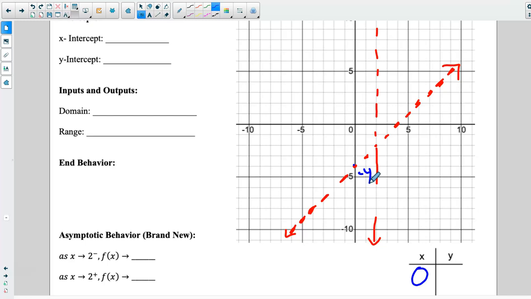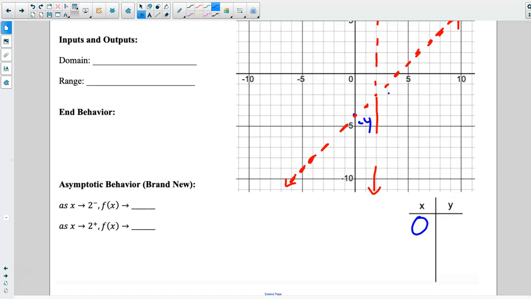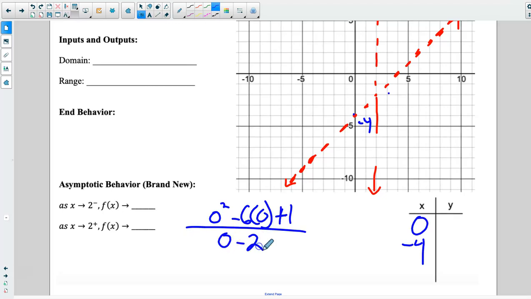When I look for another point, I could choose -3 because that's a height of -1, or I could choose -4, which is what I'm going to choose because 0 is easy to compare to as a height. So you got to plug it in. So let's plug in 0 together. I get 0 squared minus 6 times 0 plus 1 divided by 0 minus 2.